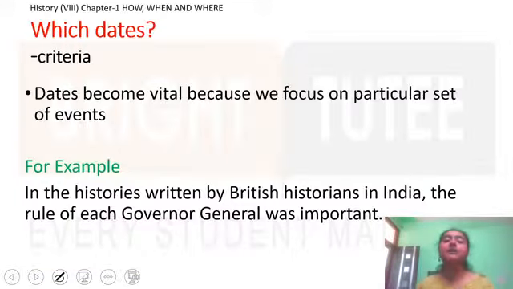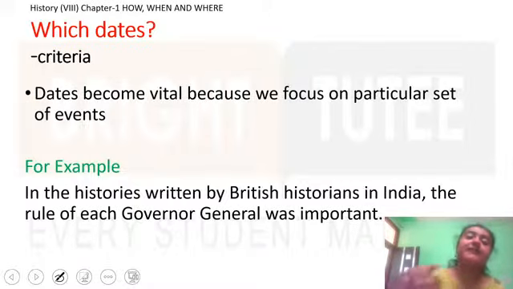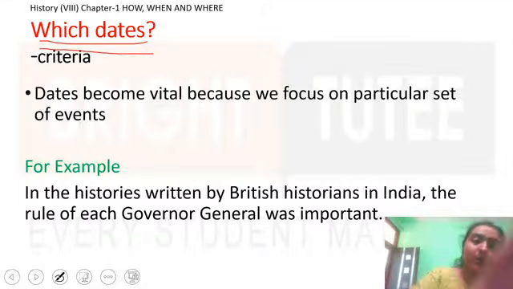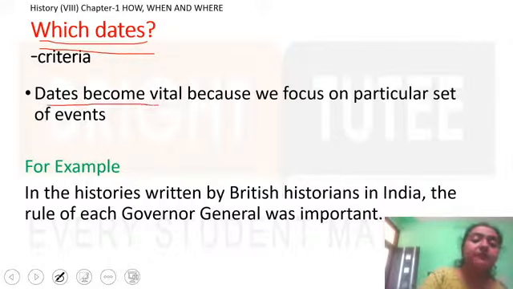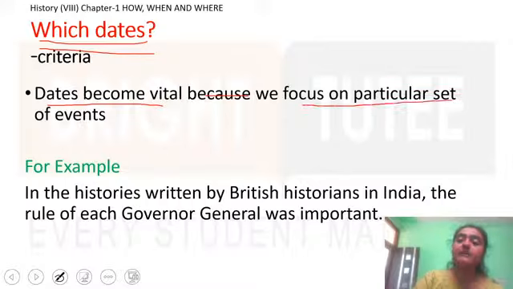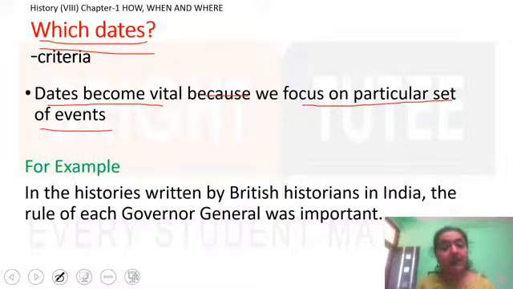We have talked about dates, we have talked about the shift in writing of history, but still some dates are important, or while writing history, dates are important. So dates become vital. Why? Because we focus on a particular set of events.